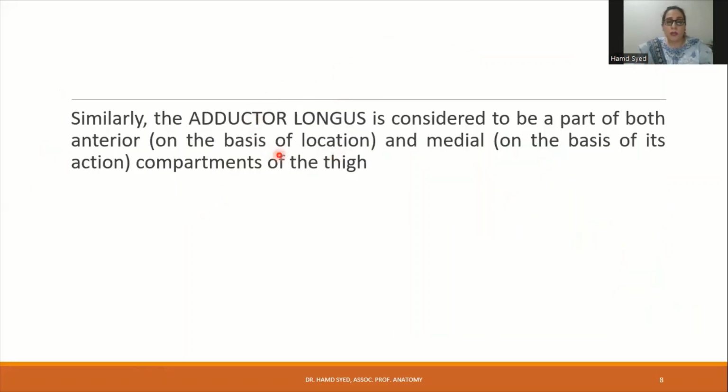Similarly, when we talk about the adductor longus, this is a muscle which is considered to be a part of both the anterior and medial compartments of the thigh. So based on its location, we can include it in the anterior compartment, but on the basis of its action, you know it's an adductor of the thigh at the hip joint. So on this basis, it is better to include it in the medial compartment of the thigh.